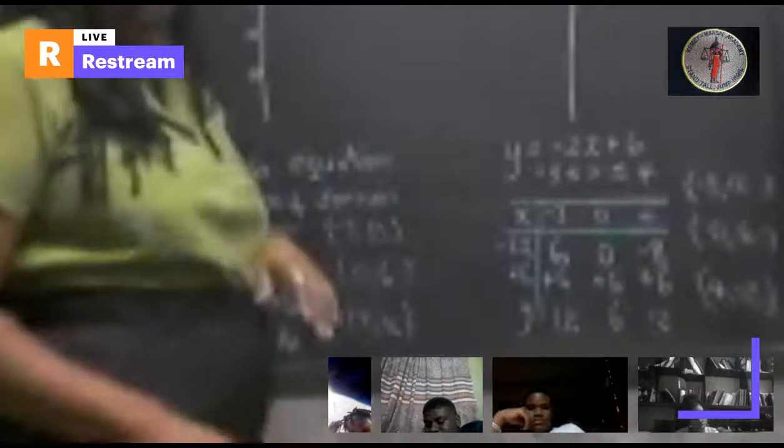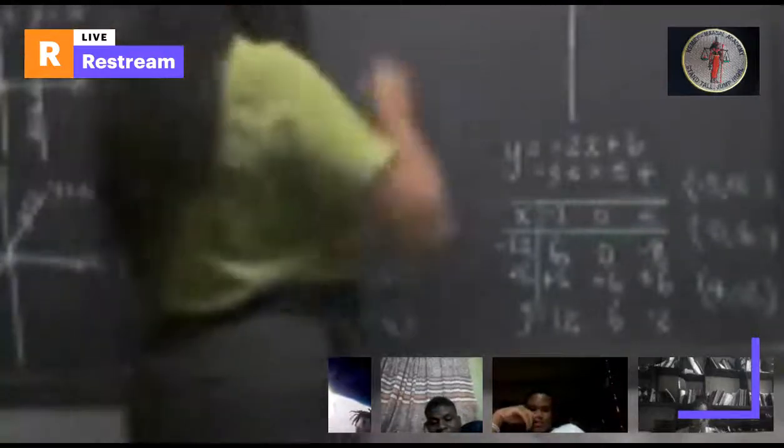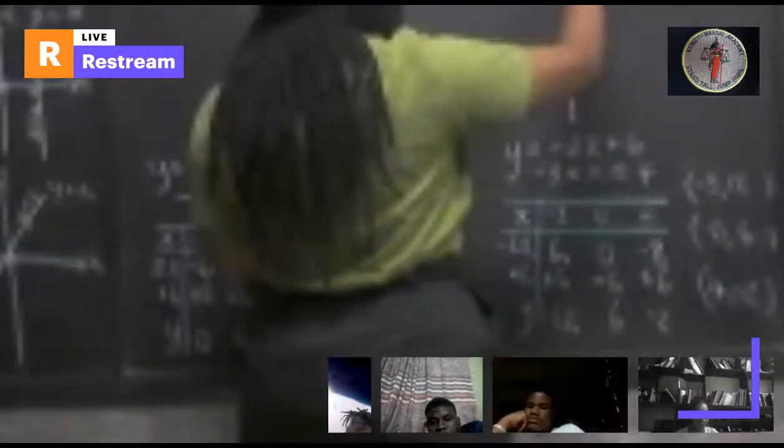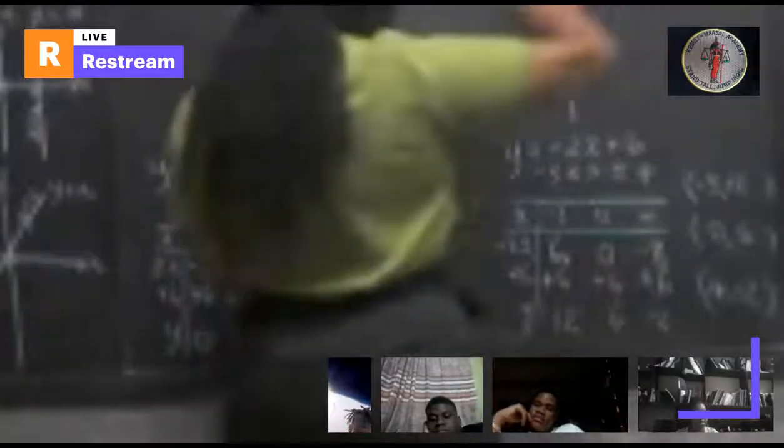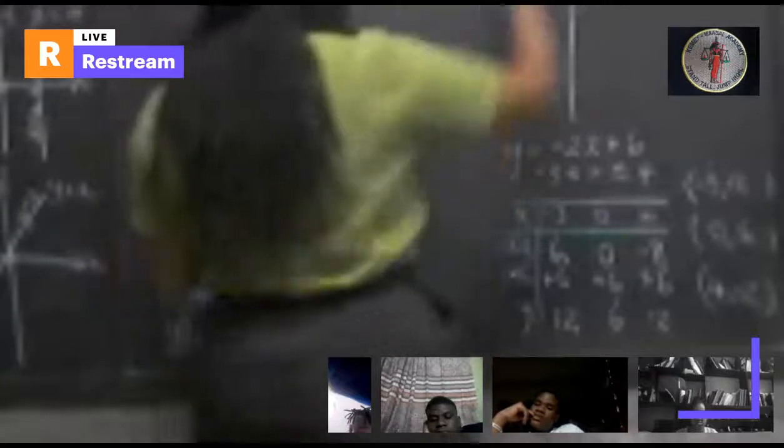So let's plot those and see what difference it makes in terms of the orientation of the graph. By the way, what's the gradient of this graph?